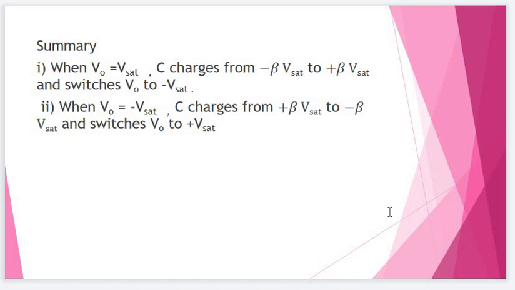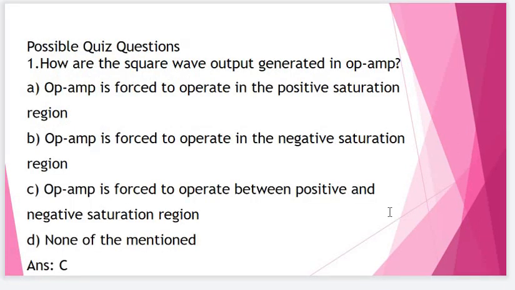Summary: when V naught is equal to V saturation, the capacitance charges from minus beta V saturation to plus beta V saturation and switches the output to minus V sat. When output is equal to minus V sat, the capacitance C charges from plus beta V saturation to minus beta V saturation and switches the output voltage to plus V saturation.